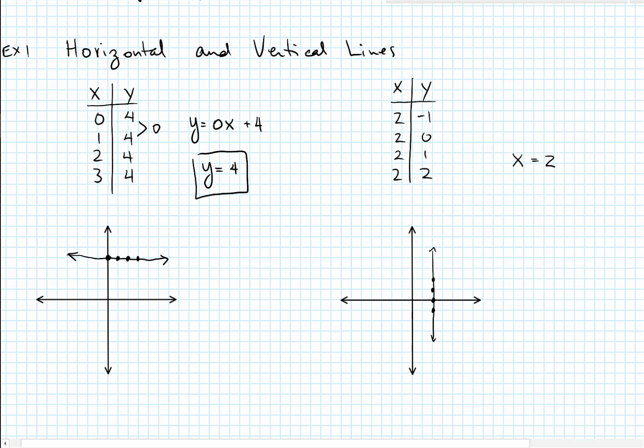All that we really know is that every single point has an x value of 2. And so x equal to 2 is the equation for this particular vertical line. And x equal to a number is going to be, in general, the equation of a vertical line.